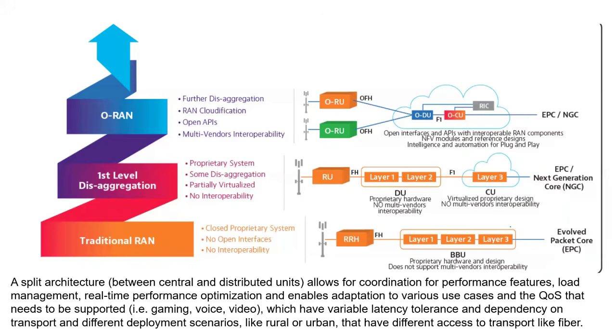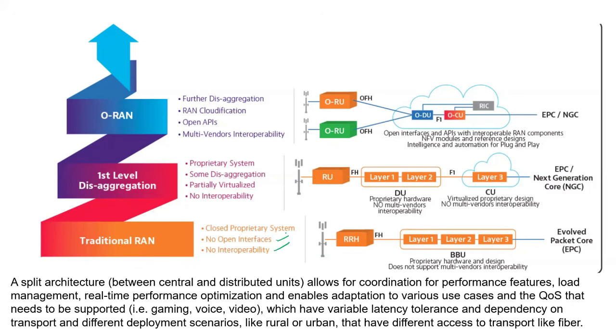So previously RAN architectures were very monolithic, right? A component which is used for one purpose is used for that purpose only. But splitting the gNodeB into CU and DU would bring lots of flexibility, right? Flexible hardware and software will reduce the cost, right? And then all the devices should be interoperable, right? So like in traditional RAN, everything is closed, right? No open interfaces, no interoperability.